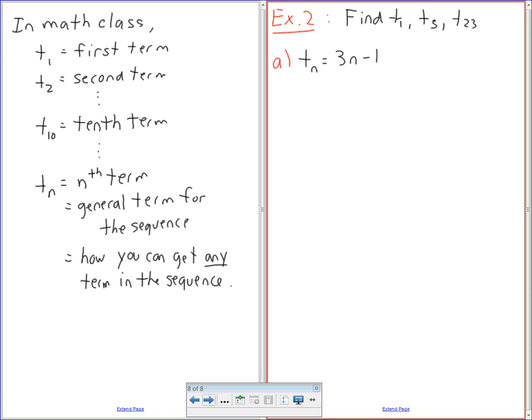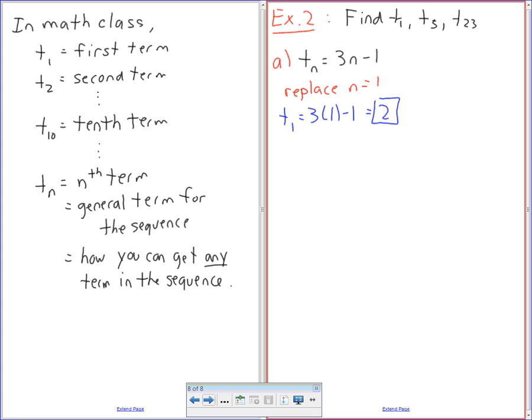Can somebody guess how I find T1 here? Put it in for where the n is. Very good. So I'm just going to replace n equals 1. So I'm going to write that as T1 equals 3 times 1 minus 1, equal to 2. So the idea is once you get the equation, this is really easy. You can imagine the difficult part is actually making the equations. That's the difficult part.